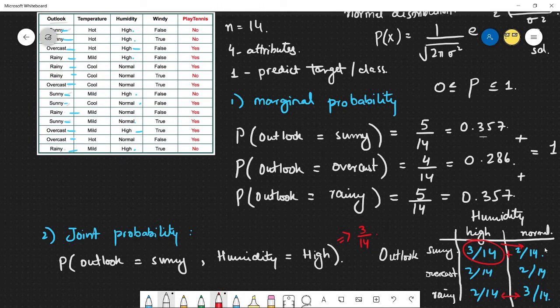You can also sum things down the line. So in this direction, you'll have 2/14 plus 2/14 plus 3/14, and you're going to end up with 7 over 14, which is the probability of when humidity is normal. And we can test that by counting how many normals there are. So 1, 2, 3, 4, 5, 6, 7, and divide that by 14, and that's what you get here too.